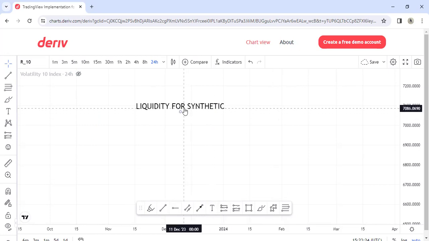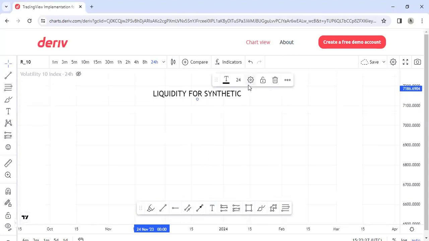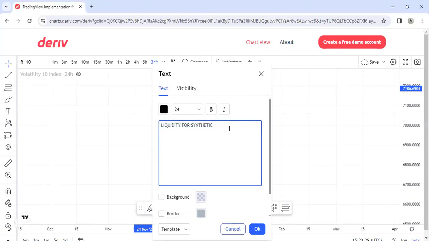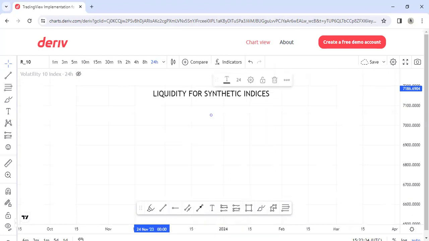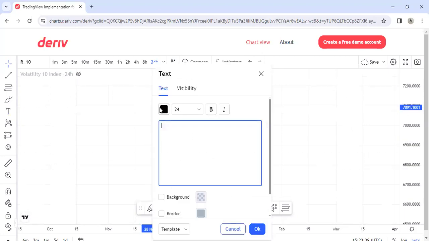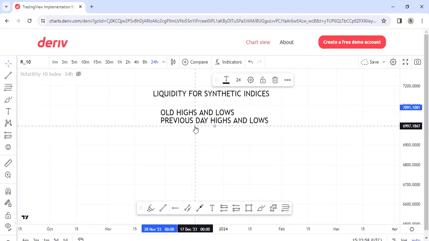But when it comes to synthetic indices, there are only two kinds of liquidity I personally look at. And what are those two kinds? Very simple. I'm looking at old highs and lows, and I'm also looking at what? Previous day highs and lows, right? These are the two kinds of liquidity I am looking at when it comes to synthetic indices.